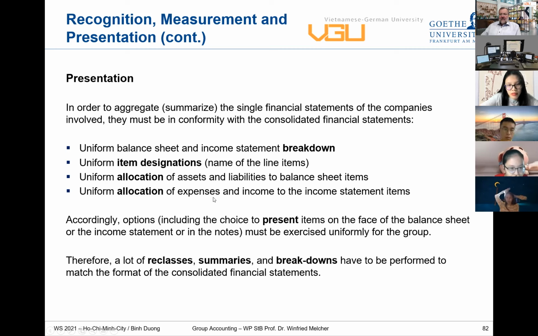Same with expenses and income. So you have to use the same item designation also for expenses and income. And in practice, you will get a big consolidation handbook from the group, from the parent. They will exactly give instructions to the subsidiaries how to set up a package, which then will be included in the consolidation table.